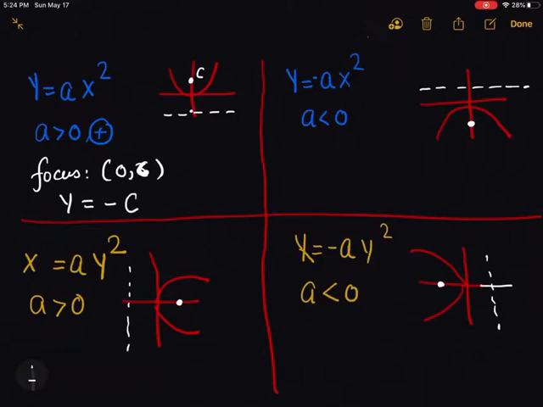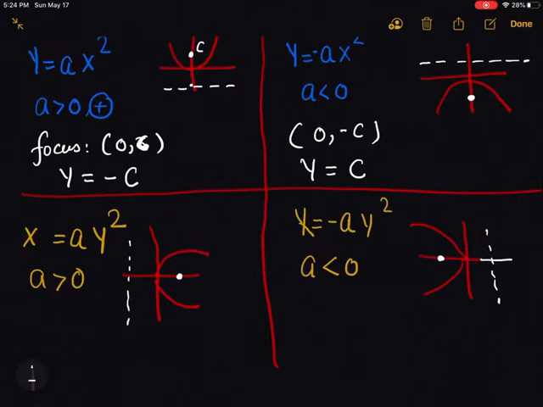Same thing down for the second one. For focus, it's going to be 0 and negative c. And for the directrix, it's going to be y is equal to positive c. I hope by now you should learn the pattern. The focus and the directrix are always opposite, unless the center point is different. So keep in mind, for this one the focus would be c comma 0.